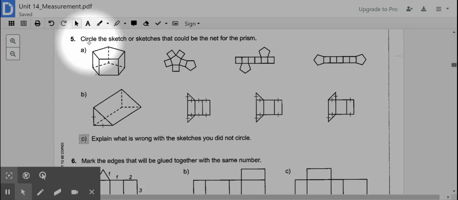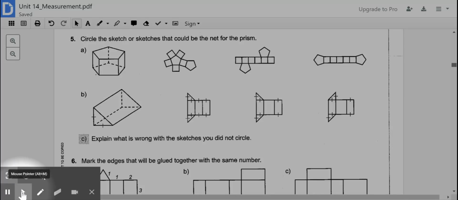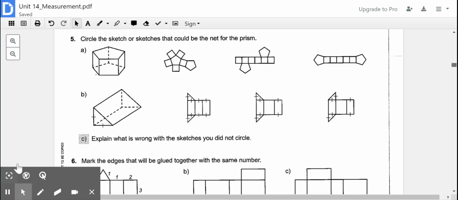Number 5 says, circle the sketch or sketches that could be the net for the prism. So there's at least one of these nets would make this prism here. This is a 5-sided or pentagonal prism. So let's see if we can figure out which one would make the appropriate net. We know we're going to have a top face and a bottom face. So two pentagons, and each one of those has 2 pentagons, so that's all good.